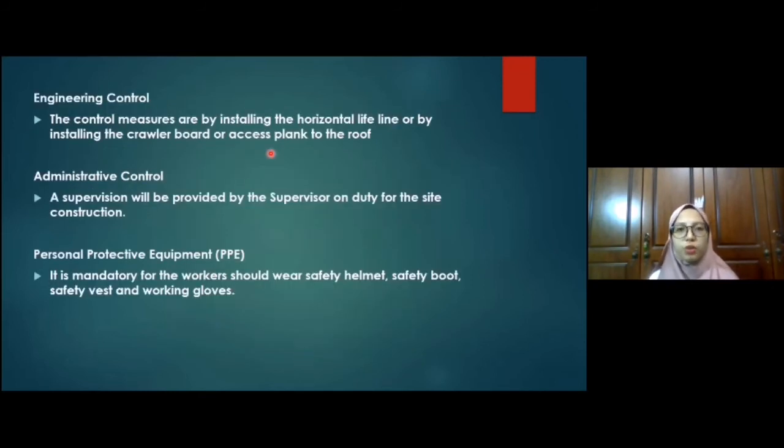There are a few control measures: engineering control, administrative control, and personal protective equipment. For engineering control, the control measures are installing a horizontal lifeline or installing a crawler board or access plank to the roof. For administrative control, supervision will be provided by the supervisor on duty at the construction site. And the last one, for PPE, it is mandatory for workers to wear safety helmets, safety boots, safety vests, and working gloves.